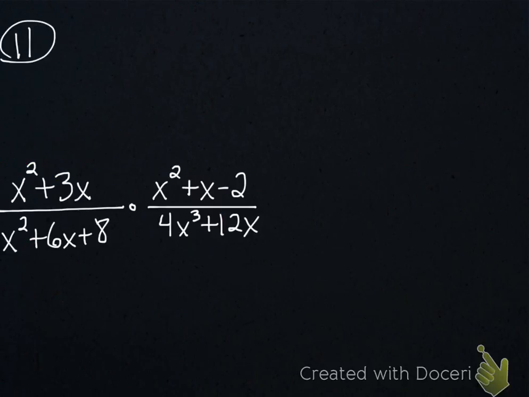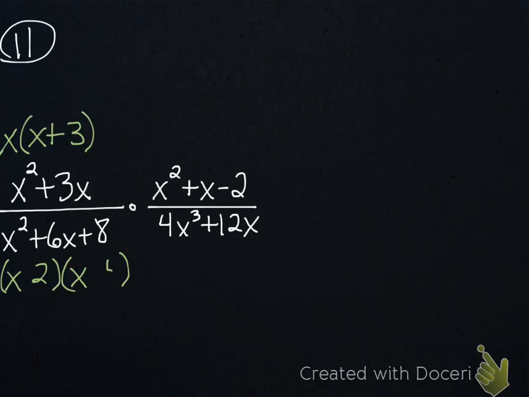Number 11. Start with factoring. First fraction, the numerator. GCF, x. When I pull out an x, I'm left with x plus 3. The denominator. What multiplies to give me 8? We've done this a few times. It's 4 and 2, and they're both going to be positive.